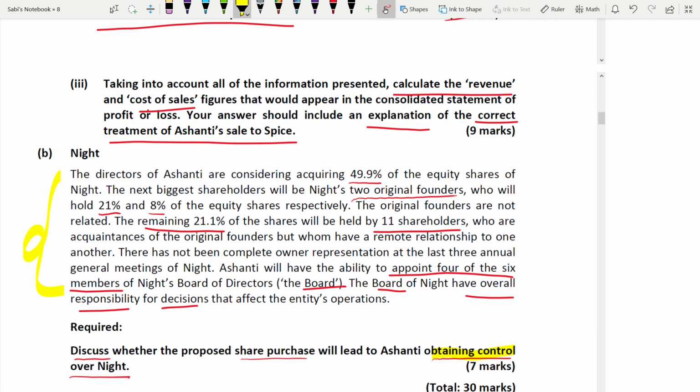Don't worry, I'm going to do all the questions. One by one, I'm going to tell you how to identify the standards. Okay, so this is one standard.